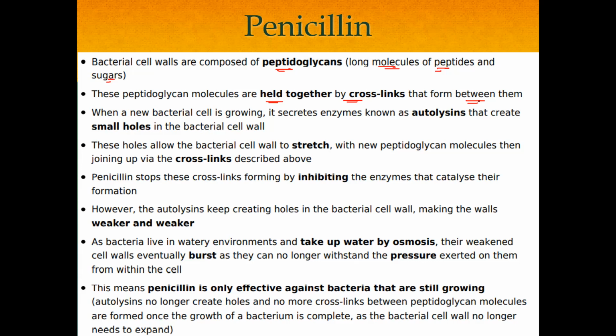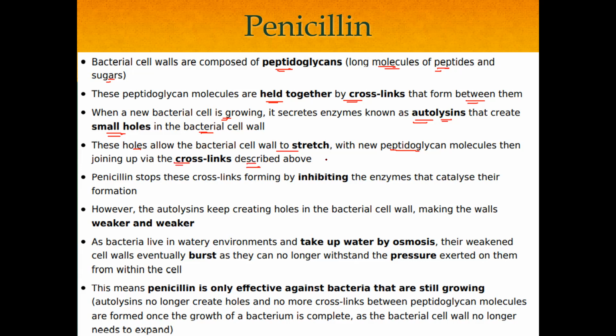When a new bacterial cell is growing, it secretes an enzyme which is known as autolysin. As a new bacterial cell is growing, the cell wall definitely also has to grow. So a growing bacterial cell secretes an enzyme known as autolysin. Autolysin creates small holes in the bacterial cell wall because it has to stretch. It has to grow. These small holes help the bacteria grow in size. These holes allow the bacterial cell wall to stretch, with new peptidoglycan molecules then joining up via the crosslinks described above.